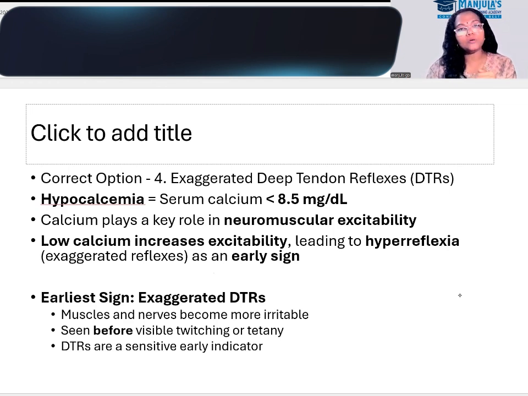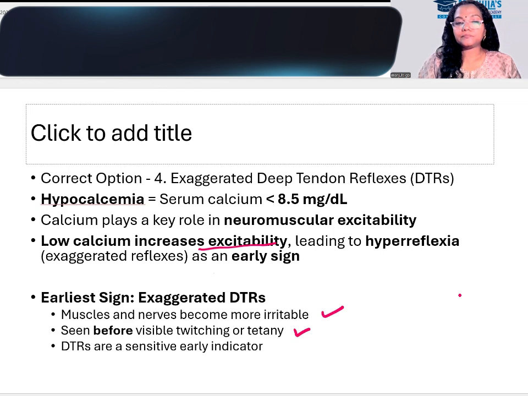So when the calcium level goes down, the muscles become more excitable, leading to hyperreflexia. Hyperreflexia means the reflexes are increased or exaggerated. That is the early sign of hypocalcemia. Okay, so low calcium will cause excitability. That is the key thing that you should understand. That's why hyperreflexia is the early sign. So muscles and nerves become more irritable.